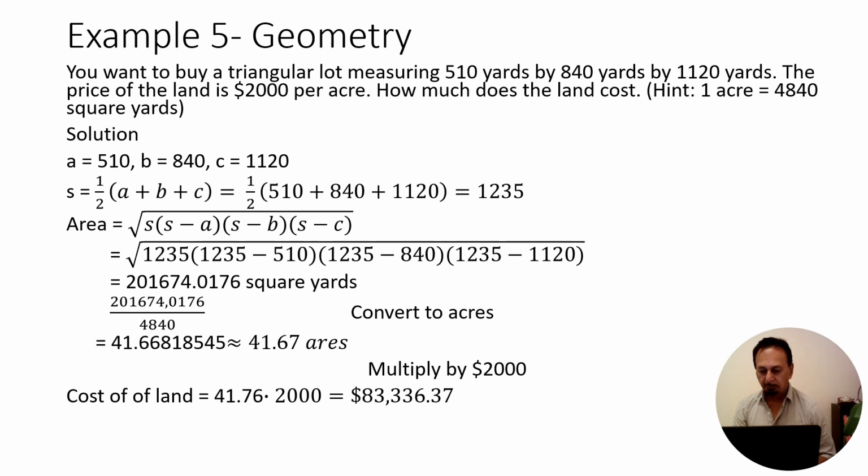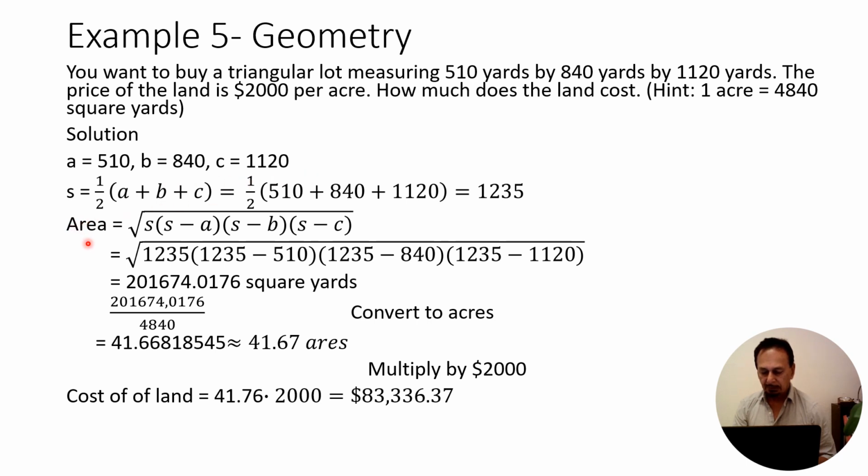So here's example 5. You want to buy a triangular lot measuring 510 yards by 840 yards by 1120 yards. The price of the land is $2,000 per acre. How much does the land cost? 1 acre equals 4,840 square yards. So A is 510, B is 840, and C is 1120.